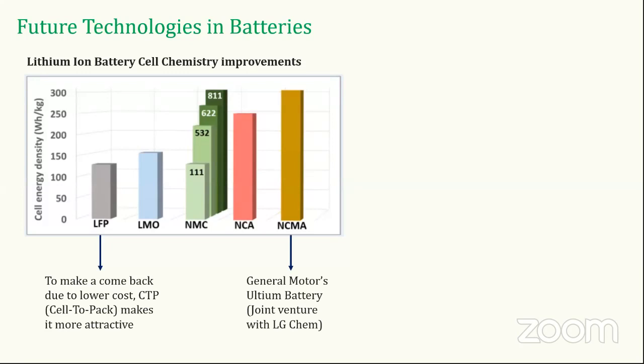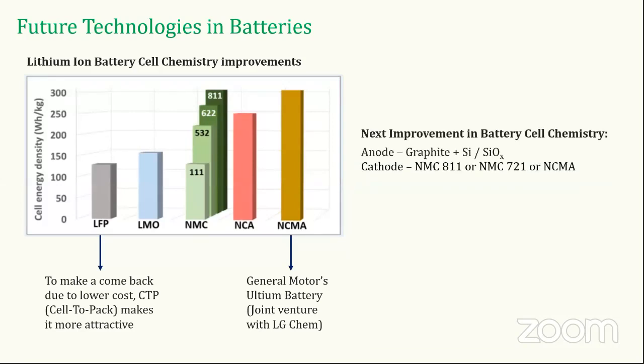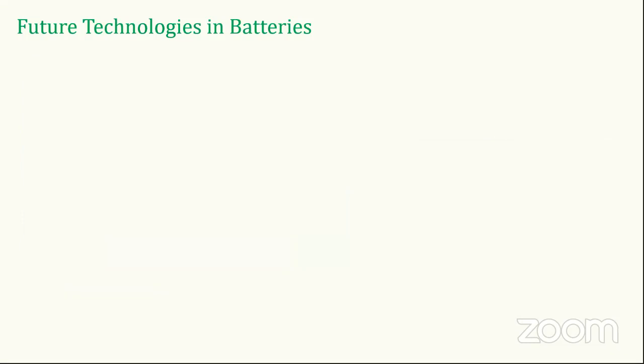And NCMA, with an aluminum content, is the cell chemistry General Motors' Ultium battery currently has. It is being explored with a joint venture with LG Chem. Other improvements in battery cell chemistry are graphite along with silicon and silicon oxides, and cathode material going for NMC 811, the maximum content of nickel, which will help to improve the energy density. Still, there is more room that we could see in the lithium-ion chemistry.